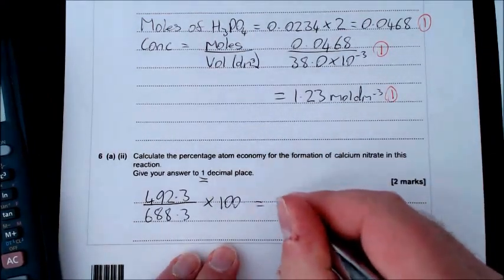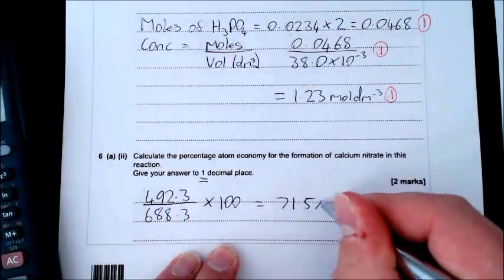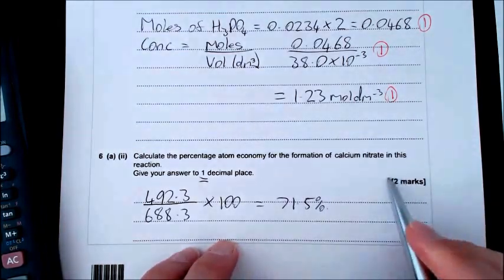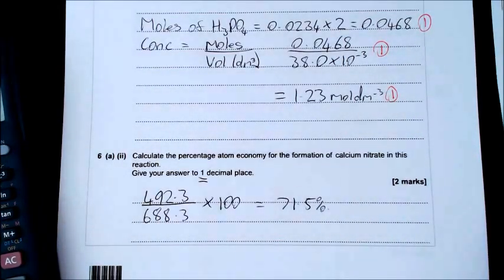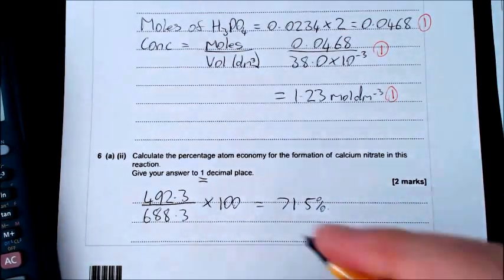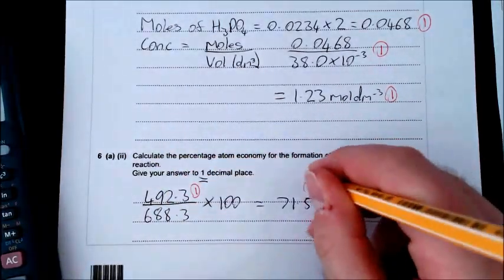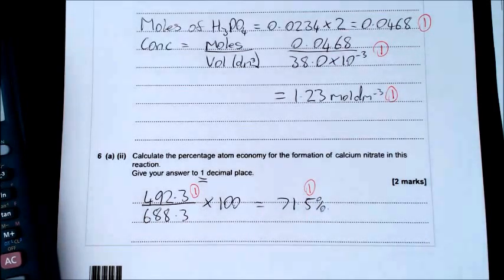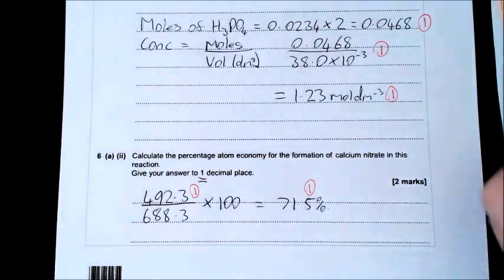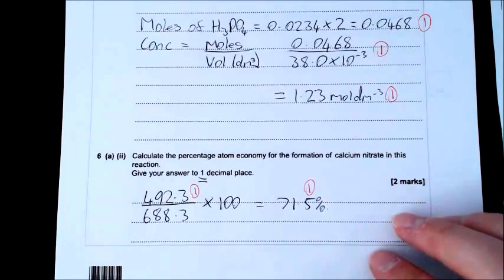So that should give us 71.5%. So this is for 2 marks. So we're going to see where the marks come from. The first mark comes in for this equation here, and the second mark is for your percent. So there we go. So you've got yourselves 5, 6, 7 marks so far already for this one.